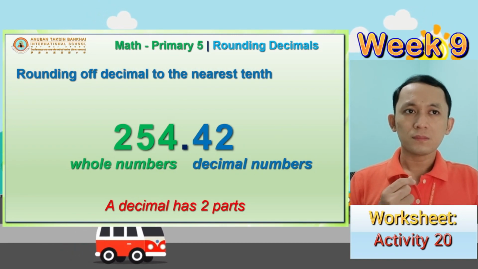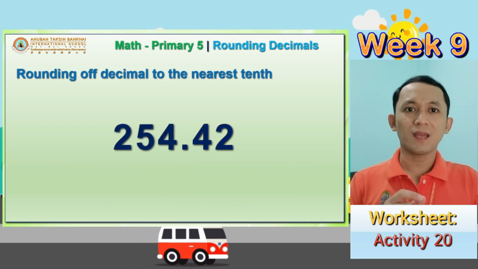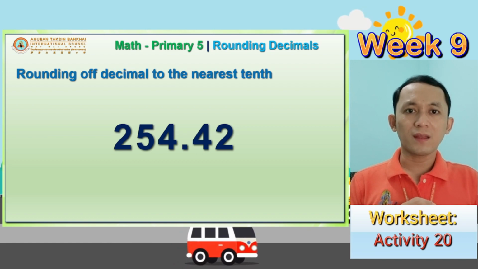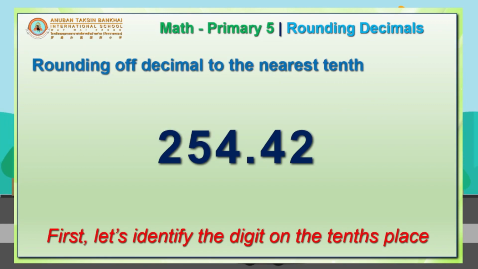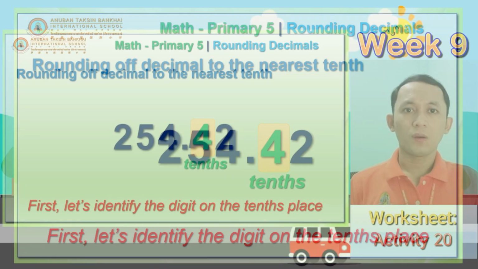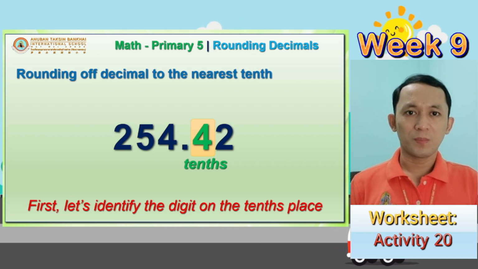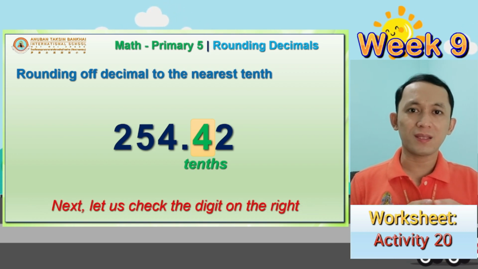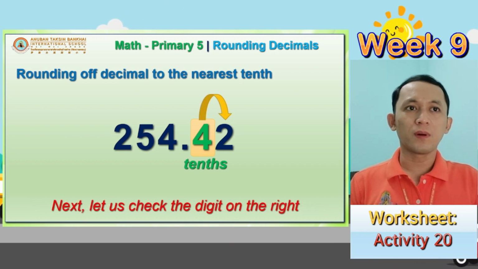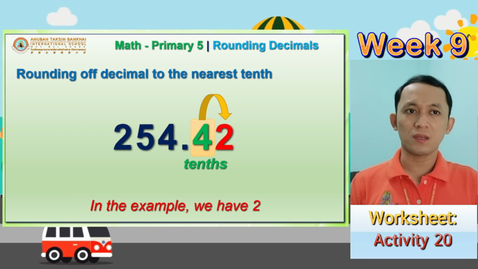In order for us to round off decimals to the nearest tenths place, we need to identify the digit on the tenths place. That's the first step. In this example, our digit is 4, so we have 4 on the tenths place. Now we are going to check the number on its right side. In this example, the digit on the right side is 2.